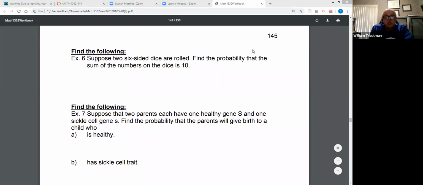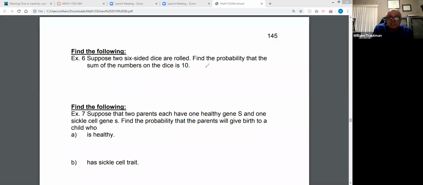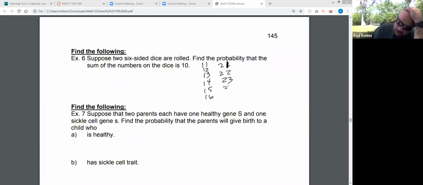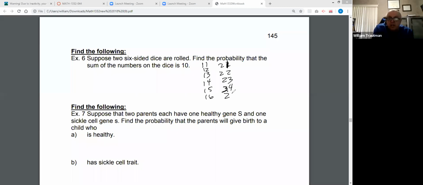Suppose 2 six-sided dice are rolled. So let's roll a six-sided dice, 2 of them. I want to get a 1 and a 1, 1 and a 2, 1 and a 3, 1 and a 4, 1 and a 5. 2 and a 1, 2 and a 2, 2 and a 4, 2 and a 5. I would actually, if I was you guys, write all these down. 3 and a 1, 3 and a 2, 3 and a 3, because you're going to need this on the test, and it's good to have it right in front of you.